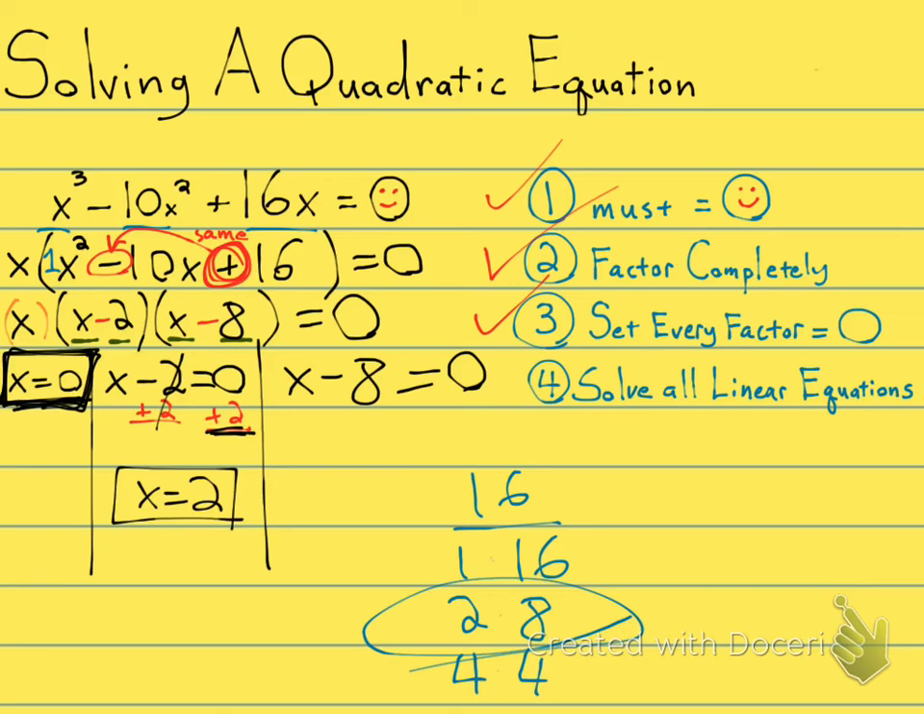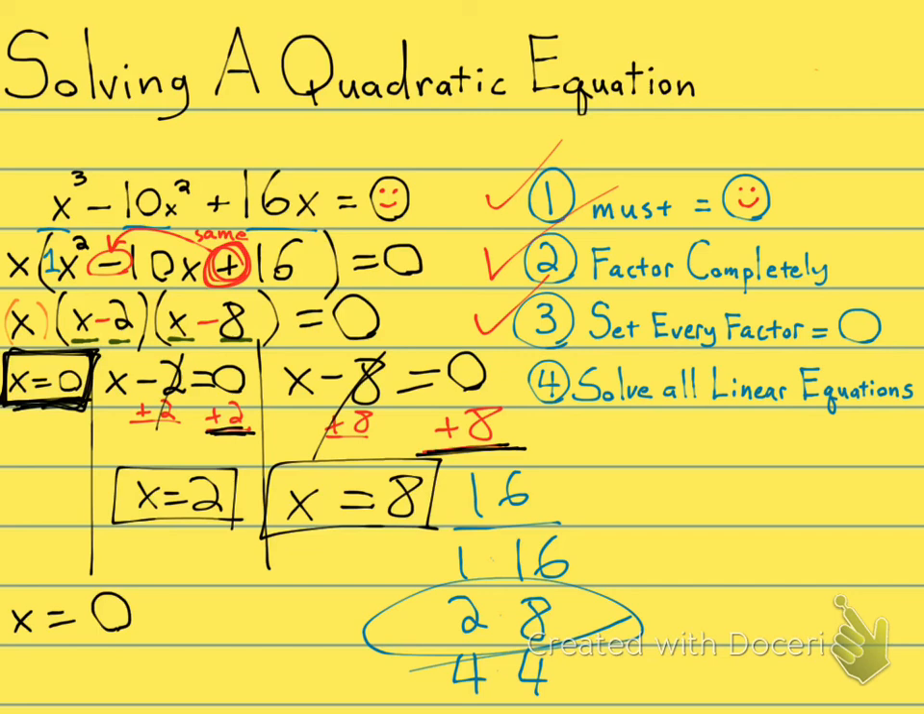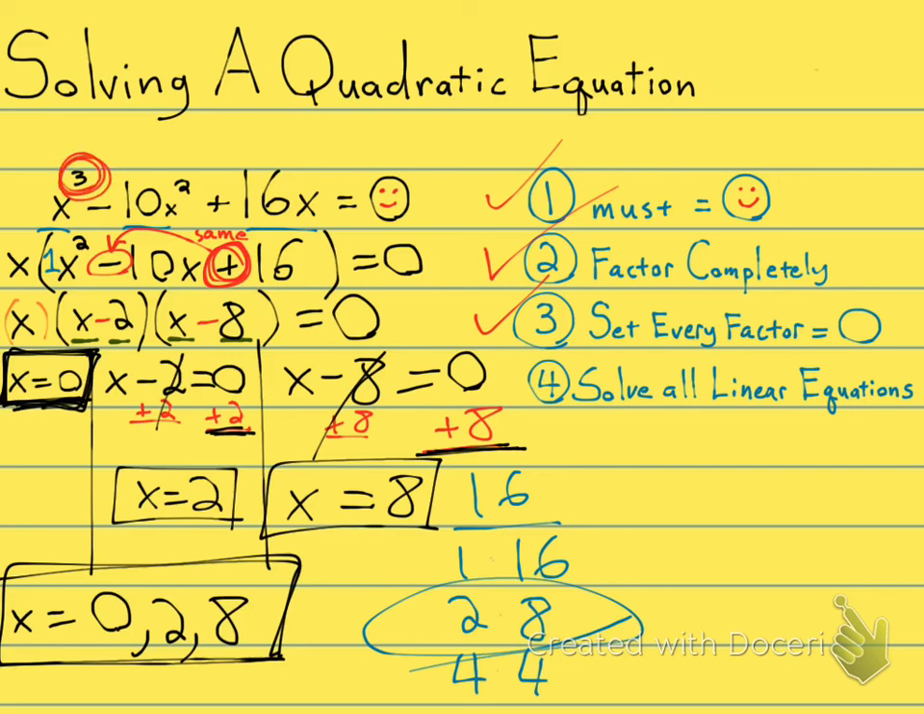Let's solve this one. Get the x by itself, add 8 to both sides, plus 8 on the left, plus 8 on the right. These cancel. X equals, what's 0 plus 8? 8. I have 3 answers. X equals 0, 2, and 8. Hey, 3 answers. You know, it's kind of funny. When I started this problem, the degree was a 3.